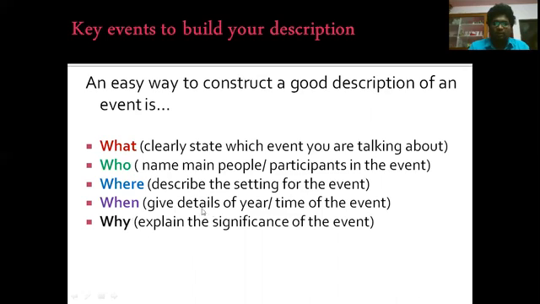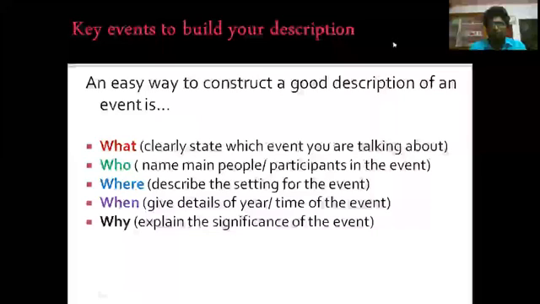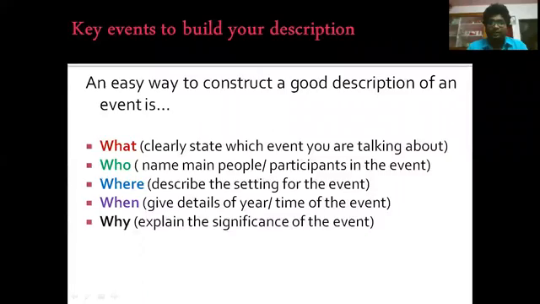And next, when? Give the details of the year and time of the event. So when it happened, and the year. And why: explain the significance of the event. Why they conducted that event, what the event is all about, what is the importance of that event? These are the things that we have to take into account when we are describing an event.